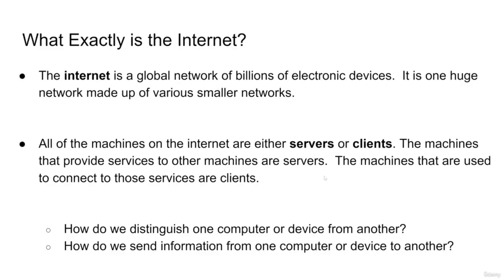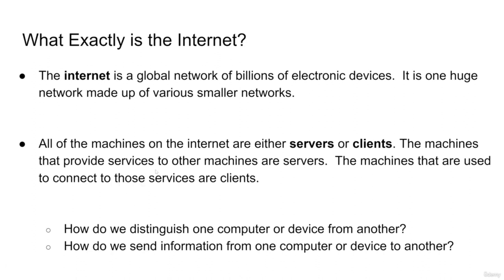So we have to know a little bit about the internet. And so what exactly is the internet? Well, we can say the internet's a global network of billions of electronic devices, all connected together. Essentially, it's one huge network that is made up of various smaller networks, right? If you think about it, at your house, you probably have your own network, your Wi-Fi network, and your neighbor has a Wi-Fi network, and your other neighbor has a Wi-Fi network, and your work has a network, and maybe your school has a network, and all these networks come together to create the internet.